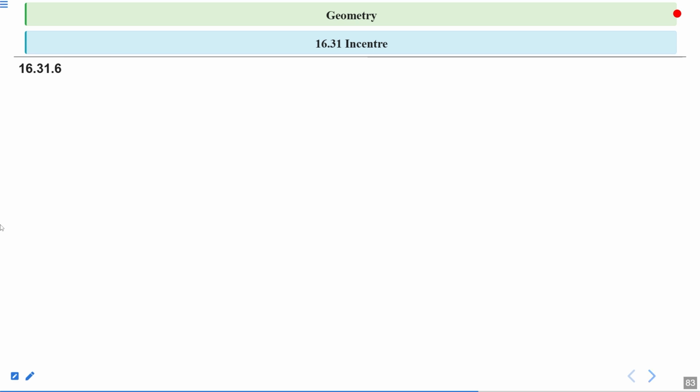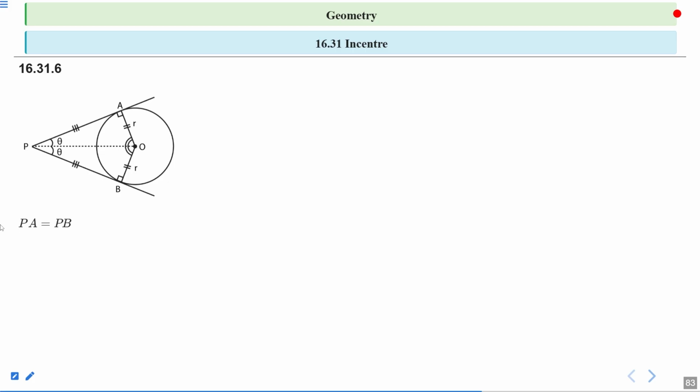Next one, incenter. So this is the diagram by which we can say that PA equals PB. So triangle AOP is congruent to triangle BOP.